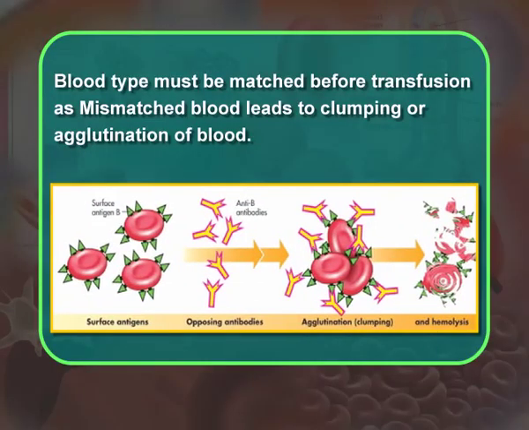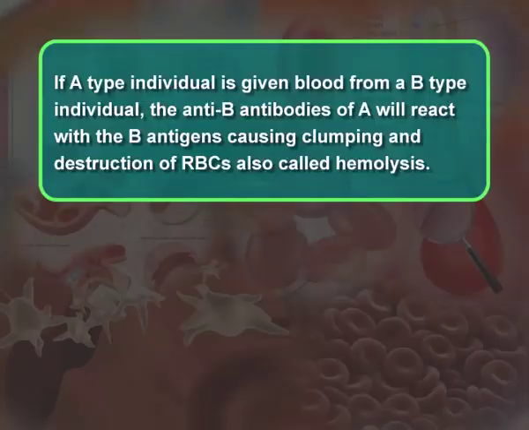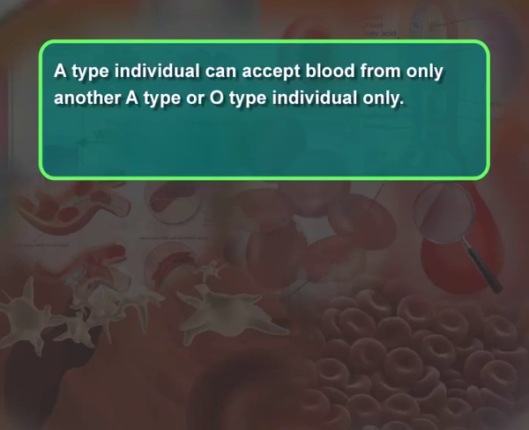Blood type must be matched before transfusion, as mismatched blood leads to clumping or agglutination. So, now can you tell me what exactly happens in clumping or agglutination of blood? Let us take an example of a person with A type of blood. If A type individual is given blood from a B type of individual, the anti-B antibodies of A will react with the B antigens, causing clumping and destruction of RBCs, also called as hemolysis. Therefore, A individual can accept blood from another A individual or O individual only.